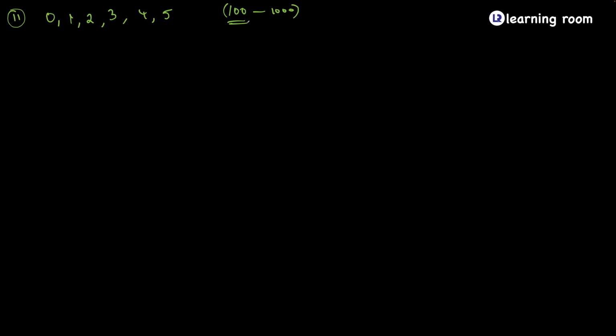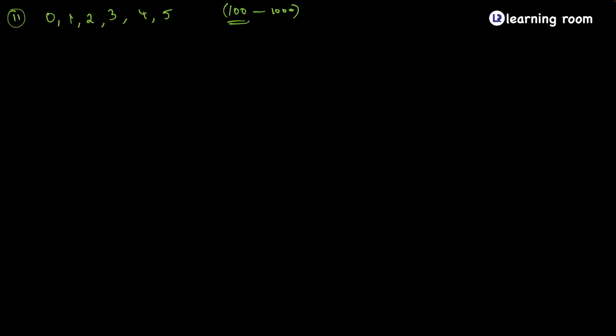So let's think of this. When they say between 100 and 1000, the first number that you can actually form is 101, where repetition should not be allowed. Similarly, the last number that you can form is somewhere around 987. That is the last number you can form. So here the repetition is not allowed.